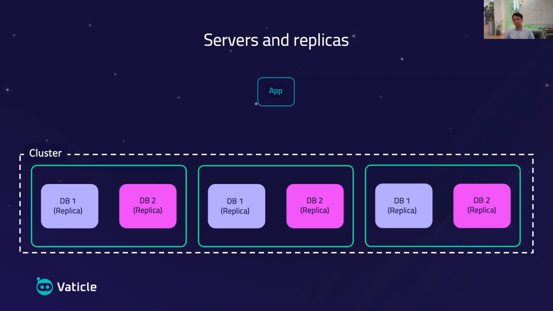Let's call it DB1 and DB2. So the cluster has 3 servers, right? That's the first concept that we need to be aware of, that the cluster is composed of some number of servers, which in this case is 3. And additionally, the databases in TypeDB cluster have multiple copies. Each server contains exactly 1 copy of the database, and we refer to these copies as replicas.